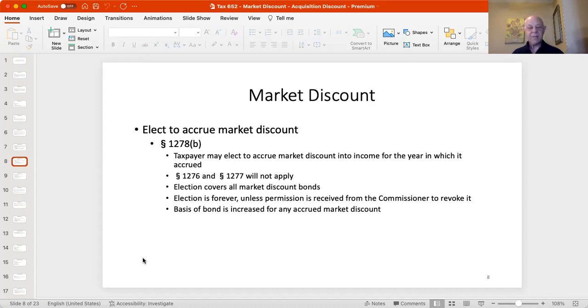And if you do that, none of these rules apply because you're just picking up the income on a current basis. You increase your basis, and if you sell it and you have a loss, you're going to end up with a capital loss. If you sell it and you have a gain, you're going to end up with a capital gain. But none of these rules apply if you're going to accrue the market discount currently.